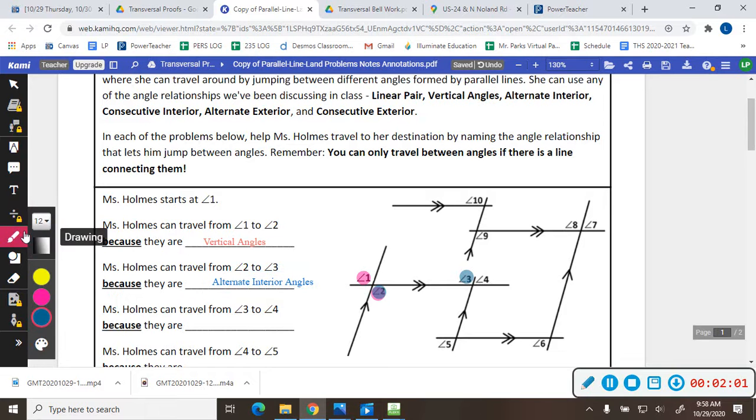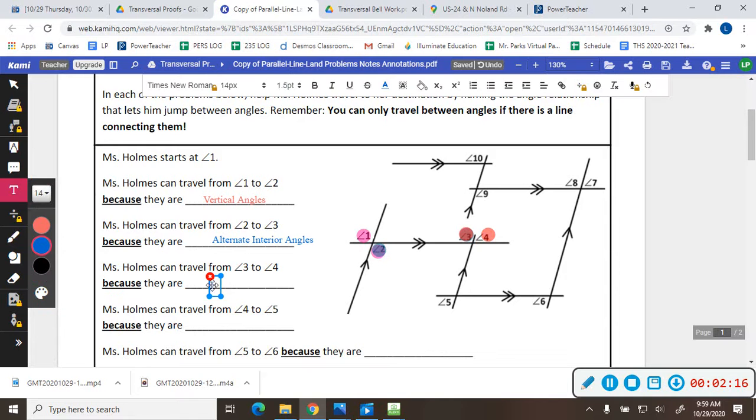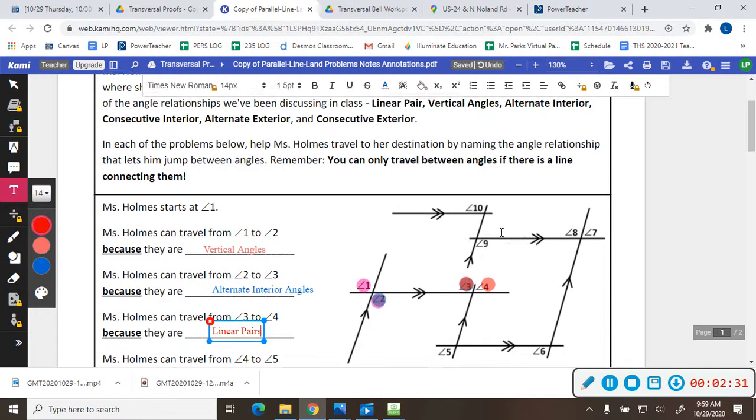and then from there I'm going to go from angle 3 to angle 4, and what are those called? Those are called linear pairs. And what we know about linear pairs is if you take angle 3 plus angle 4, those add up to 180.